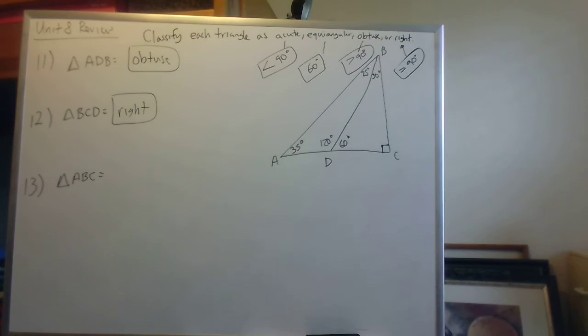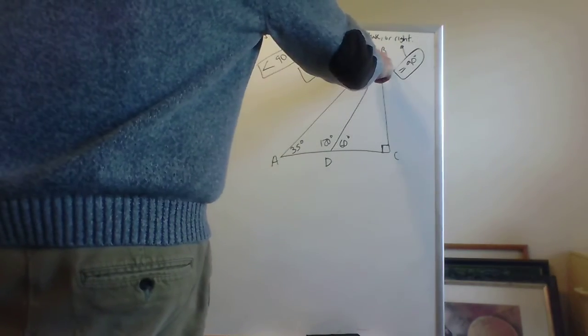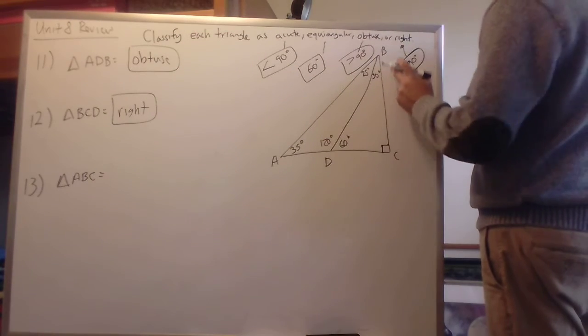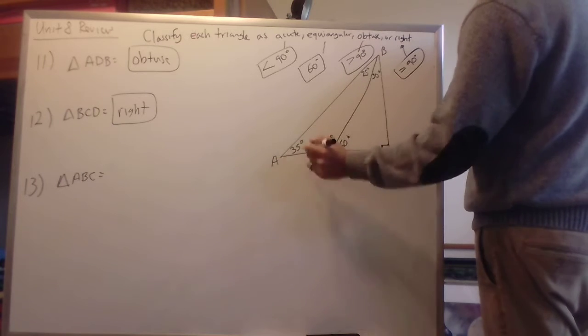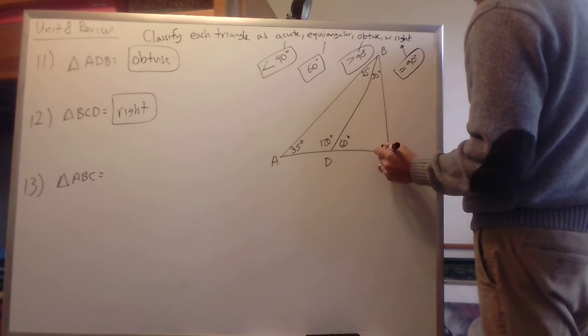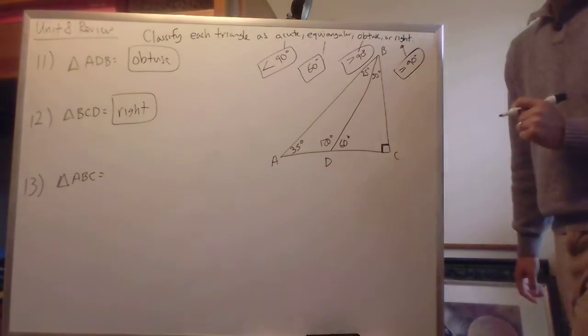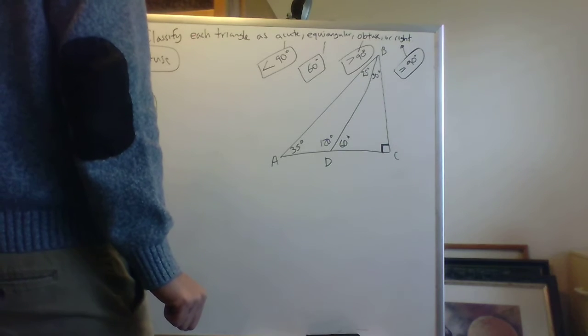Now, the last question asks about triangle ABC. If we look again, triangle ABC is right here. We have another right angle that's formed. So since we have a right angle, triangle ABC is also going to be right.